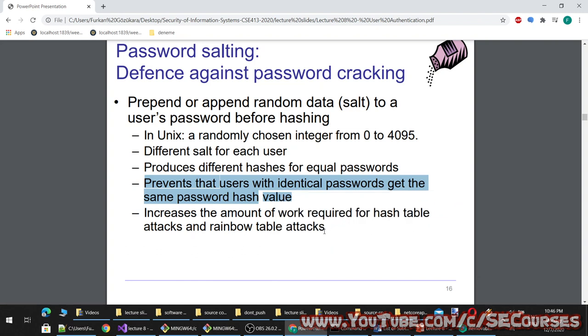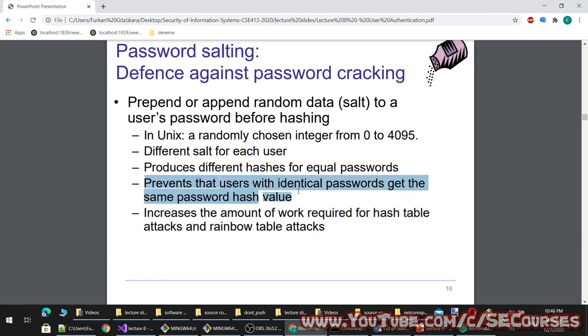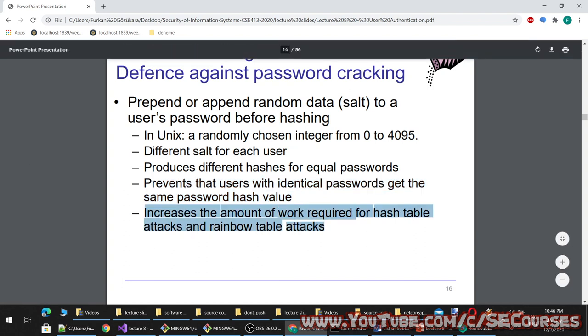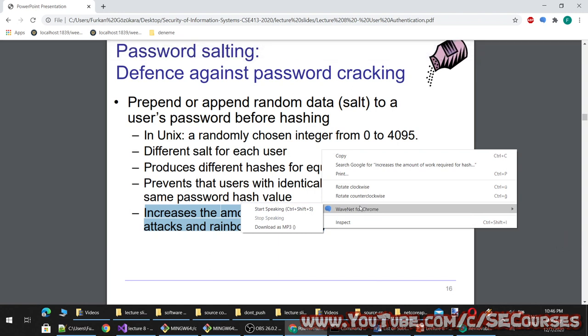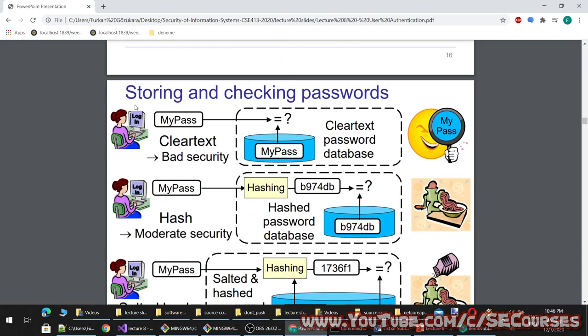Prevents users with identical passwords from getting the same password hash value. So you can use a random salt and keep that in your database. Even if your database got hacked, practically all of the rainbow tables would be useless, because they would have to recompute all of the combinations of passwords with that particular salt. However, since you know the salt yourself, your system would work as expected. Increases the amount of work required for hash table attacks and rainbow table attacks.